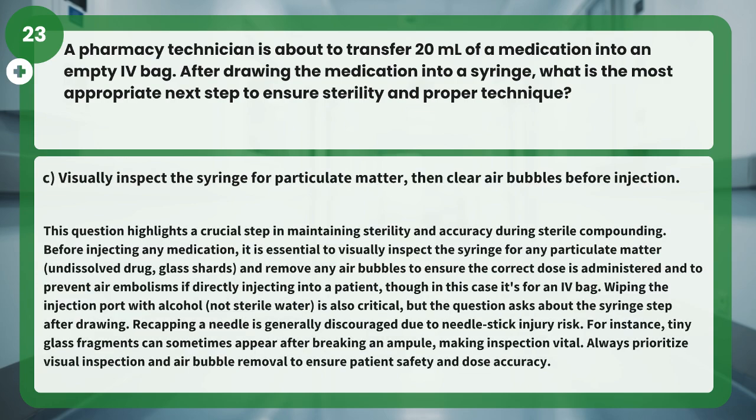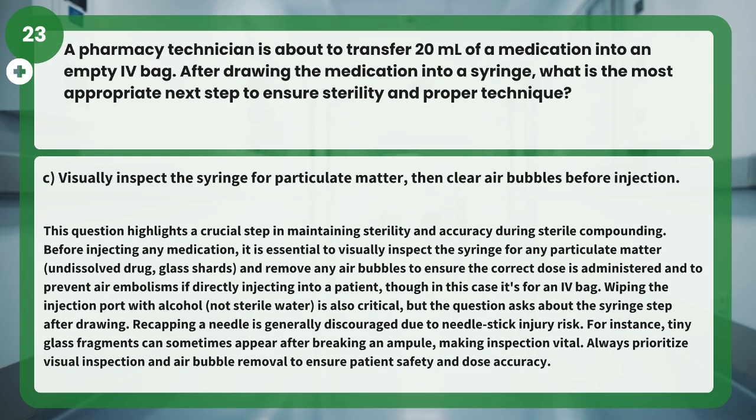Answer C. Visually inspect the syringe for particulate matter, then clear air bubbles before injection. This question highlights a crucial step in maintaining sterility and accuracy during sterile compounding. Before injecting any medication, it is essential to visually inspect the syringe for any particulate matter, undissolved drug, glass shards, and remove any air bubbles to ensure the correct dose is administered and to prevent air embolisms if directly injecting into a patient, though in this case it's for an IV bag.